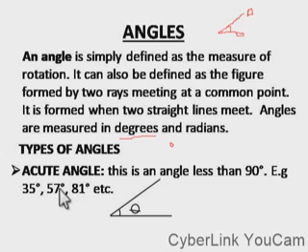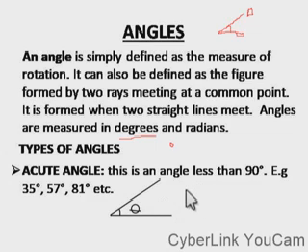20 degrees is an acute angle. 30 degrees is an acute angle. 35 degrees is an acute angle. 57 degrees is an acute angle. 53 degrees is an acute angle. 81 degrees is an acute angle. Even 89 degree is an acute angle because it is still less than 90 degree. So any angle less than 90 degree is called an acute angle.